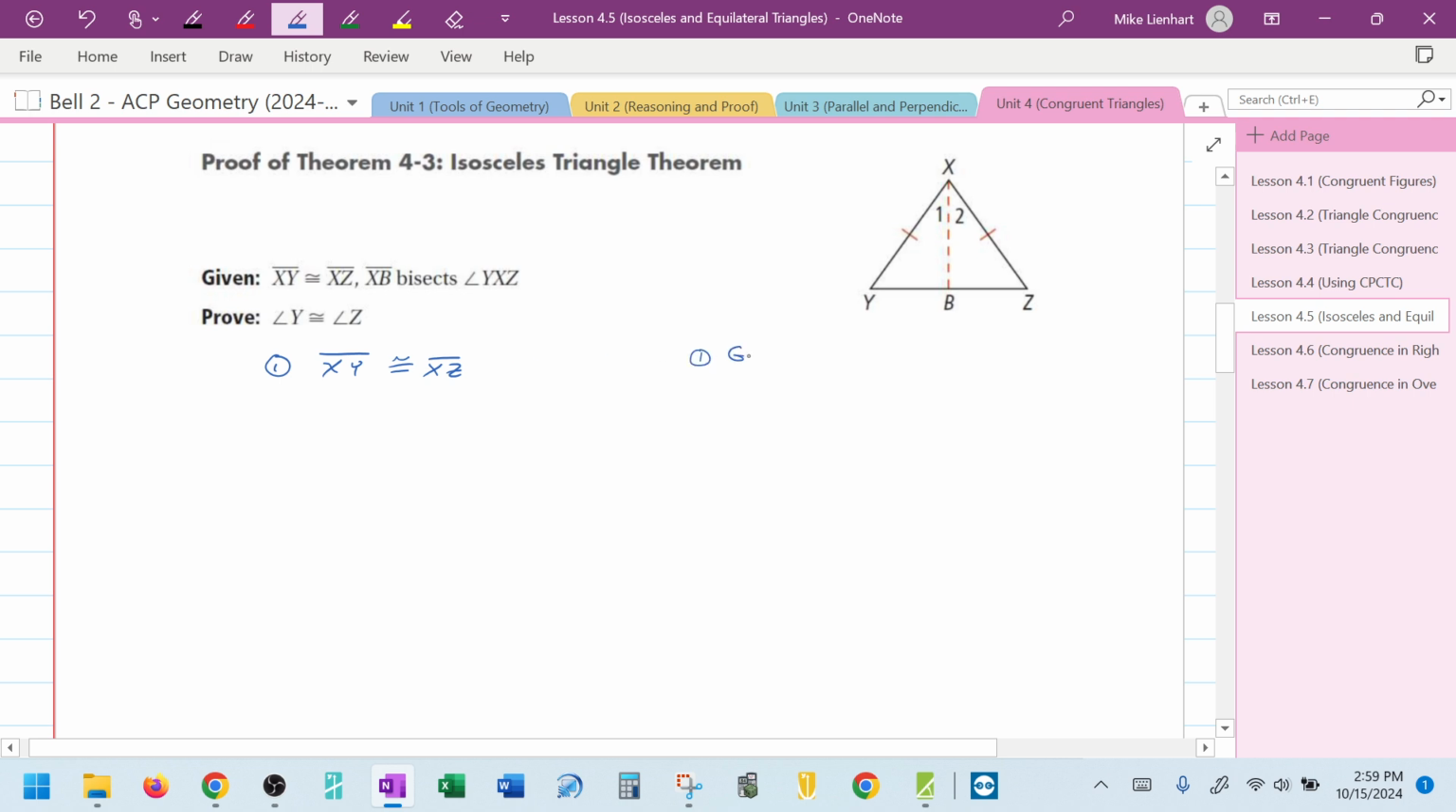And again, my reason is it's given. Now, they also tell me that XB bisects that angle, the vertex angle up there. So I'm going to state that XB bisects angle YXZ, again because it's given, and that statement then tells me, using the picture as well, that angle 1 is congruent to angle 2. I know that because of the definition of angle bisector.